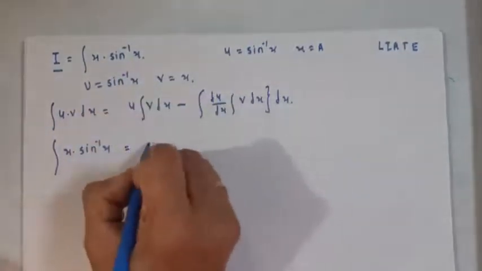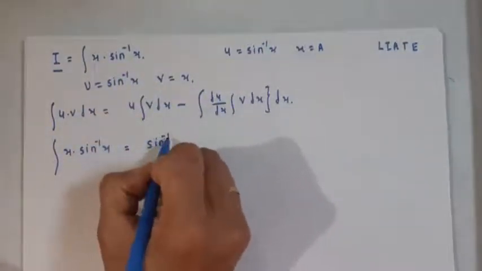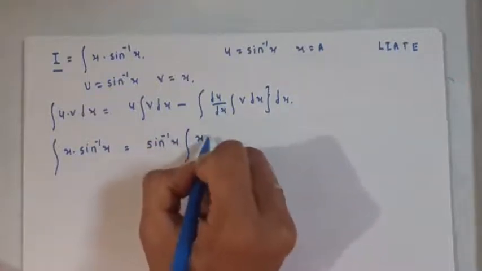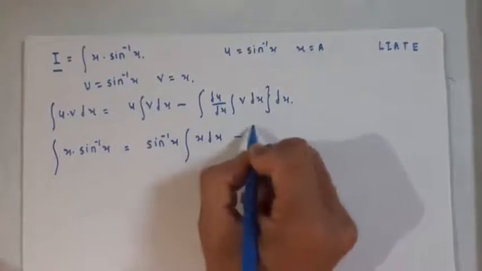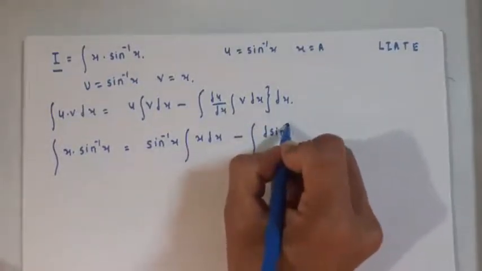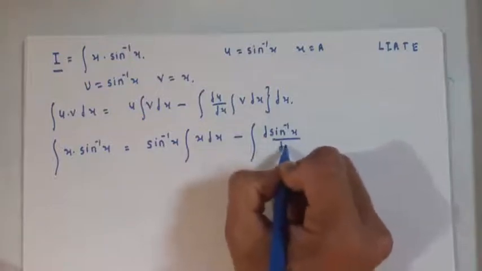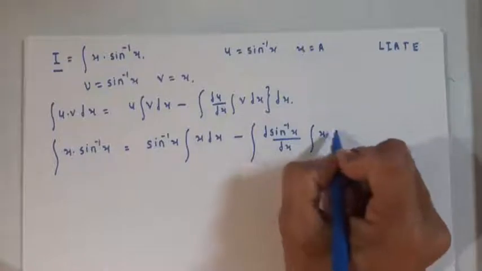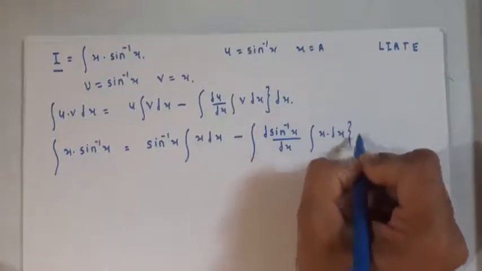And now u, that is sine inverse of x, as it is, integration of x with respect to x, minus integration of differentiation of sine inverse of x, that is u function, and into integration of v function, means x, with respect to x, and whole with respect to x integration.